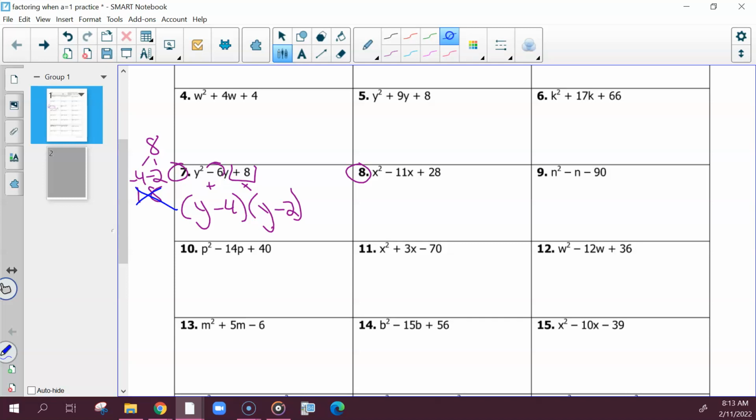Great. So I'm going to distribute this out real fast. Y times y gives us y squared. Y times negative 2 gives us negative 2y. Negative 4 times y gives us negative 4y. Negative 4 times negative 2 gives us positive 8. So we would have y squared minus 6y plus 8. There were a couple of you that did this.